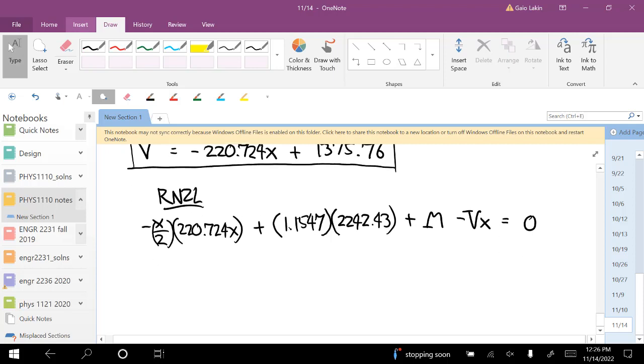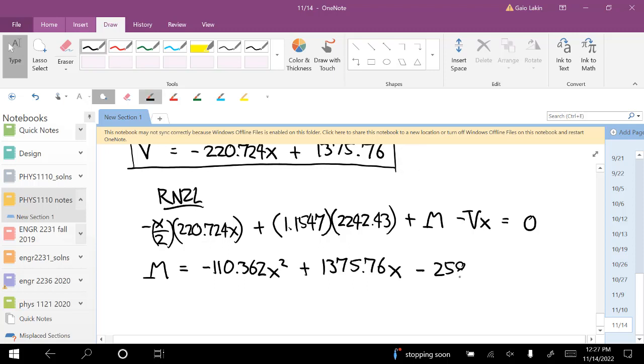And that all goes the same way as it did before. You get some cancellations, or some like terms that combine. And you get M is equal to negative 110.362 X squared plus 1375.76 X minus 2589.33.